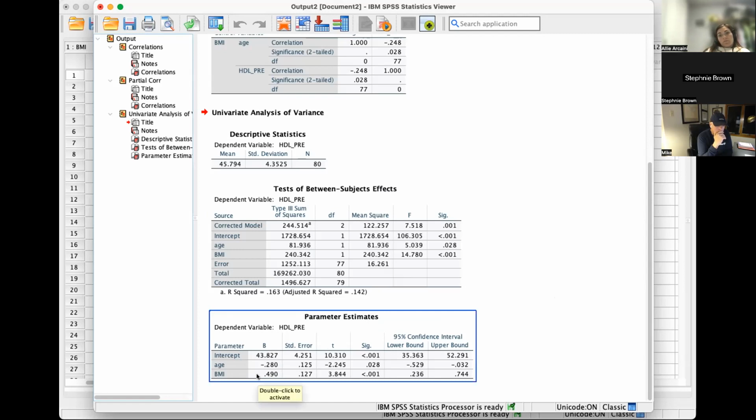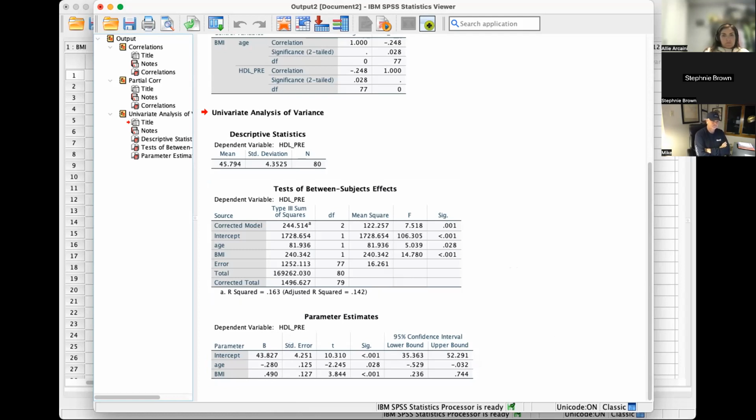In the other direction, if I freeze age at the average value, there's a positive relationship between BMI and HDL. Those who have higher BMI tend to have higher HDL pre. And again, we can interpret it in terms of unit change too, right? So as BMI goes up by 1, we would expect HDL pre to go up by 0.5 point. And for every year that a person ages in the data set, their baseline HDL goes down by about 0.25.